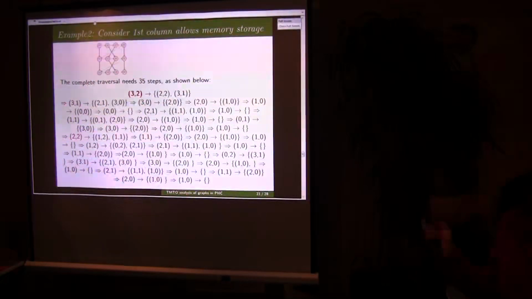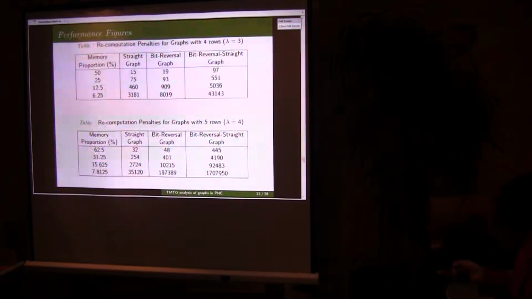Means if the adversary doesn't want to use all the required memories to implement the algorithm, then what is the penalty for that? So here you can see that for this simple example, we need 35 steps, where it required 12 calculations. Like this, we calculated for all the graphs that I have already shown you.